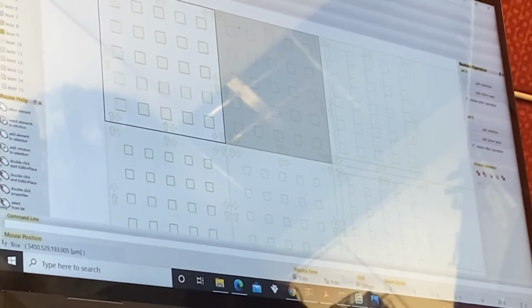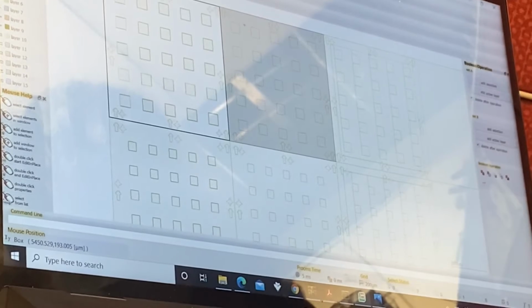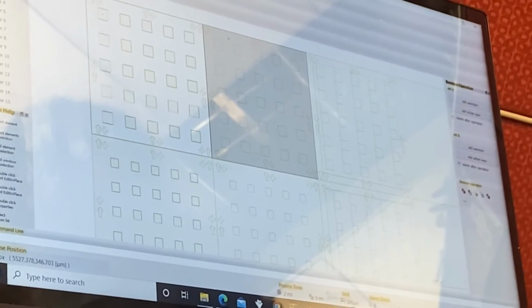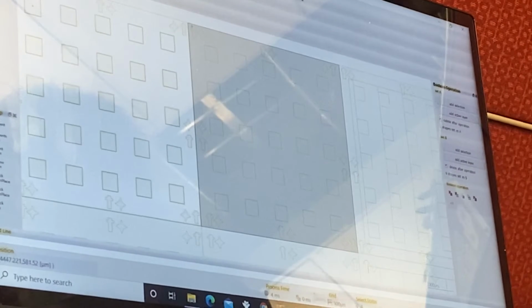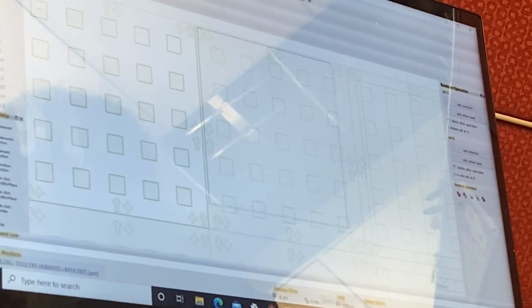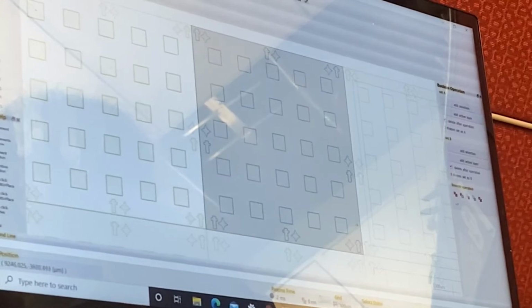Now, if you wanted, say this one, you wanted to be the opposite of that, which it should be because it's negative. Now what you can simply do, this one's really easy, is subtract everything from that outer square.